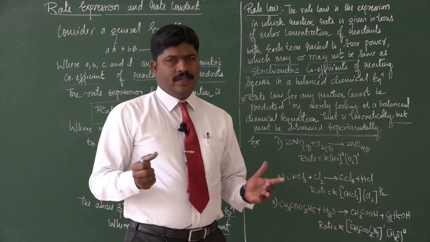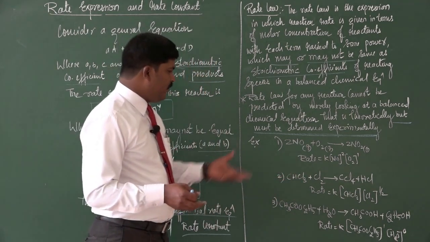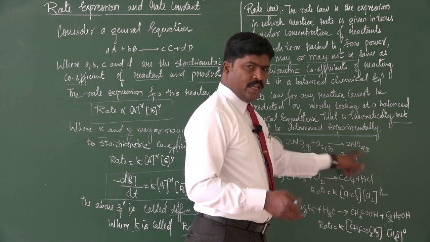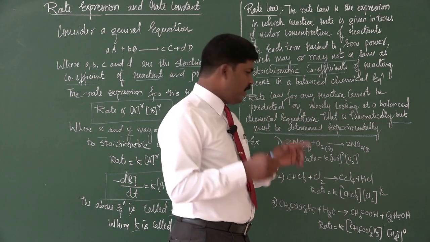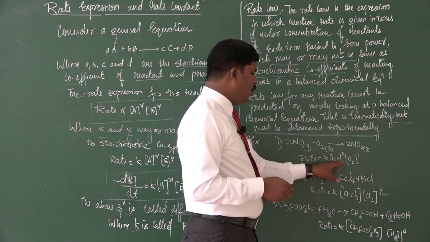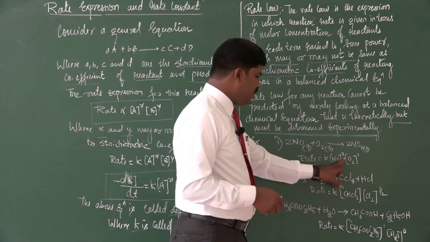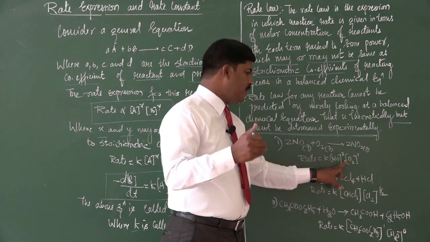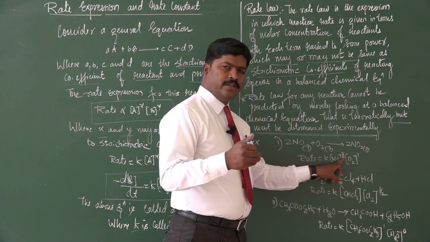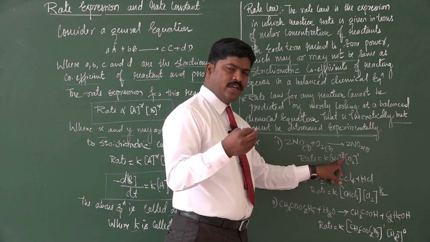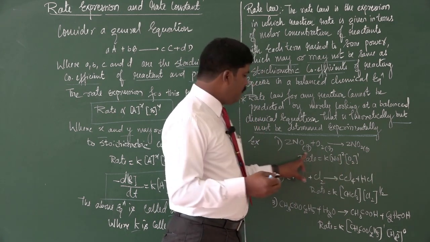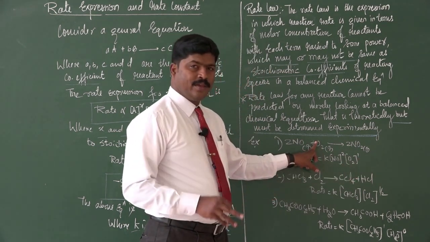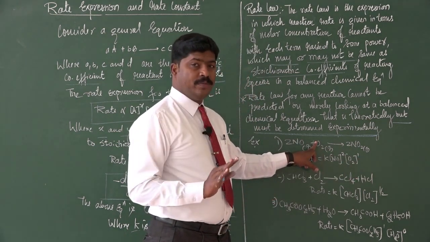I will come to that point a little later. Let me try to give 3 examples. See, 2NO plus O2 gives 2NO2. Now, if you just see merely the equation, the rate is equal to k, [NO] squared, [O2] to the power of 1. The power on NO, the molar exponent here, is the same as the coefficient, and 1 is the same as the coefficient. Now, it may be equal to the stoichiometric coefficient.